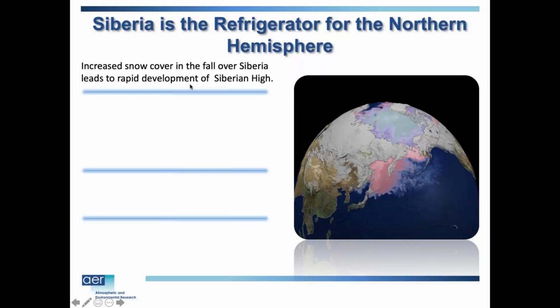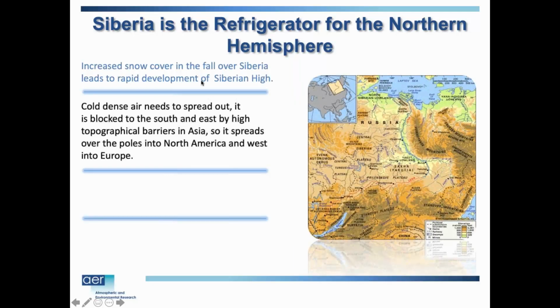Snow cover is the highest albedo, the highest reflecting, naturally occurring surface. So you have more snow, it reflects more sunlight. That leads to colder temperatures. You build up these cold, dense air masses, and you have a more rapid development of the Siberian high. The cold, dense air wants to spread out. It's blocked to the south and east by the high topographical barriers in Asia. The best known is the Tibetan Plateau, but there is a lot of high topography throughout central and east Asia.